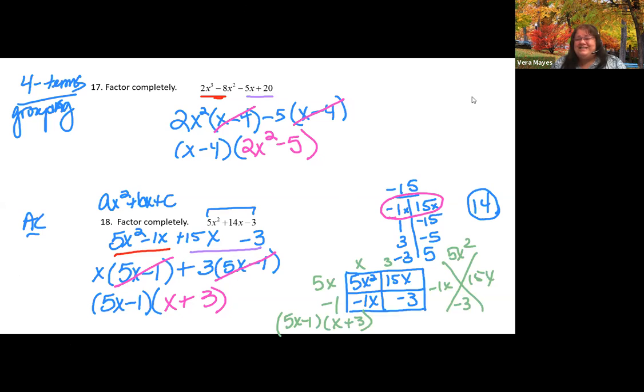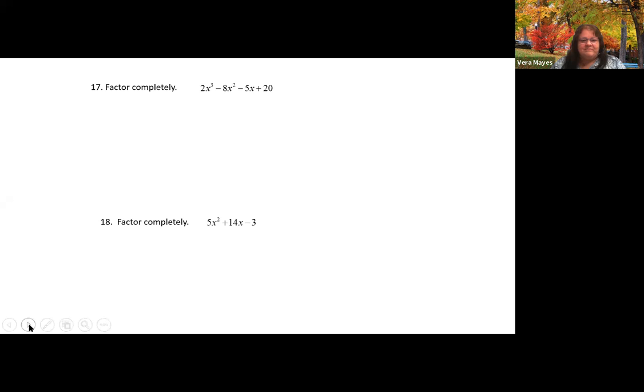Any questions on these problems here on 17 and 18? All right, let's keep going. Let's see, I have 1, 2, 3, 4 slides, 5. Okay, so we have a few more left. Let's pick up the pace a little tiny bit.